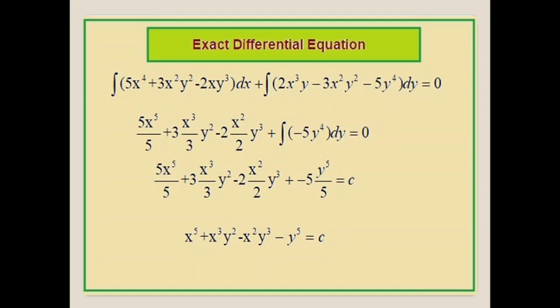5x raised to 5 divided by 5 plus 3 into x cube divided by 3 into y square minus 2x square divided by 2 into y cube plus minus 5 into y raised to 5 divided by 5 is equal to c, and finally we will get x raised to 5 plus x cube y square minus x square y cube minus y raised to 5 is equal to c.